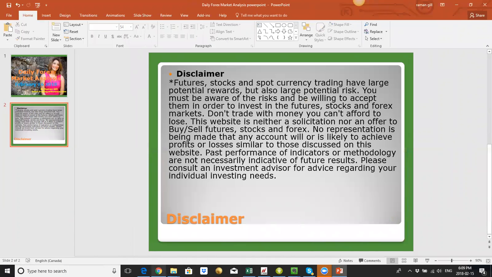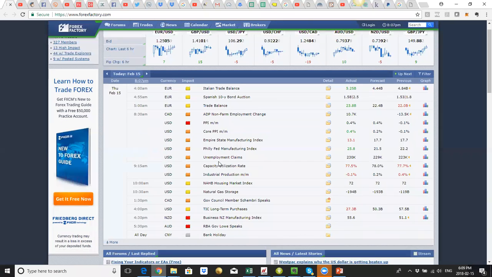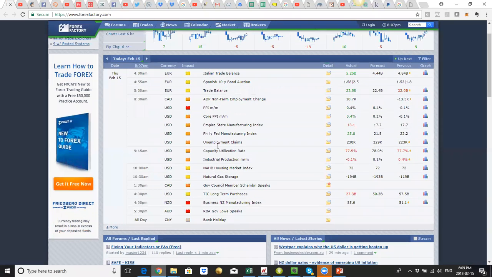So let's start off by taking a look at our calendar here. Not a whole lot. We had PPI numbers for the US, which were important. So we had some net positive numbers, but then we had Empire State Manufacturing Index, which was negative. So overall, though, it was sort of a mixed bag.